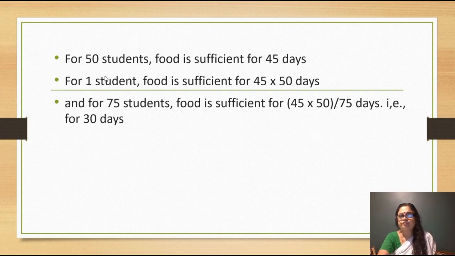So for 50 students, food is sufficient for 45 days. So for one student, it will be 45 into 50 days. So that many days for one student. So for 75 students, food is sufficient for 45 into 50 by 75, that is equal to 30 days. So 30 days is the answer.